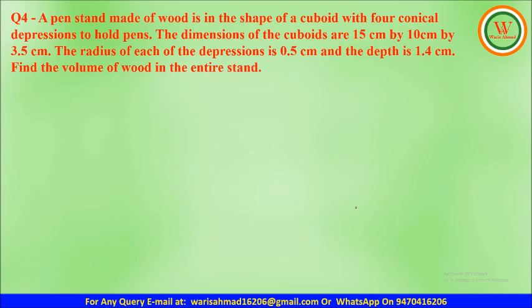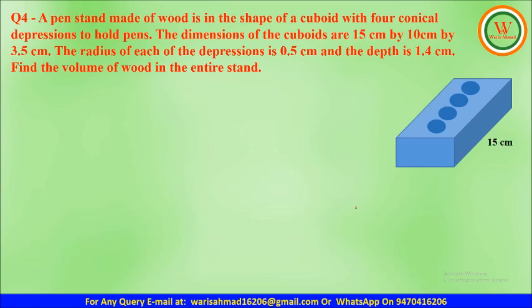So first of all, we will consider a pen stand which is cuboidal in shape. The dimension of this cuboid is given. Length is given 15 centimeter, breadth is given 10 centimeter, while the height of this cuboid is given 3.5 centimeter. The next line of the question is, this pen stand is having 4 depressions to hold the pens.